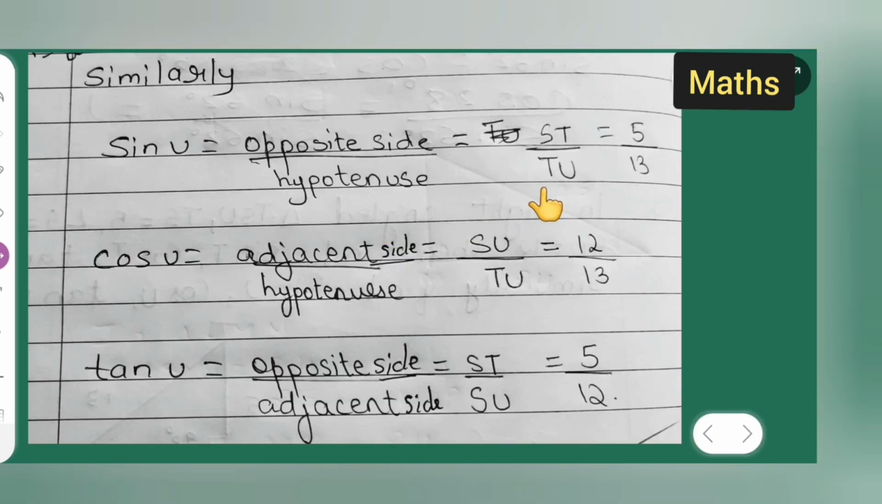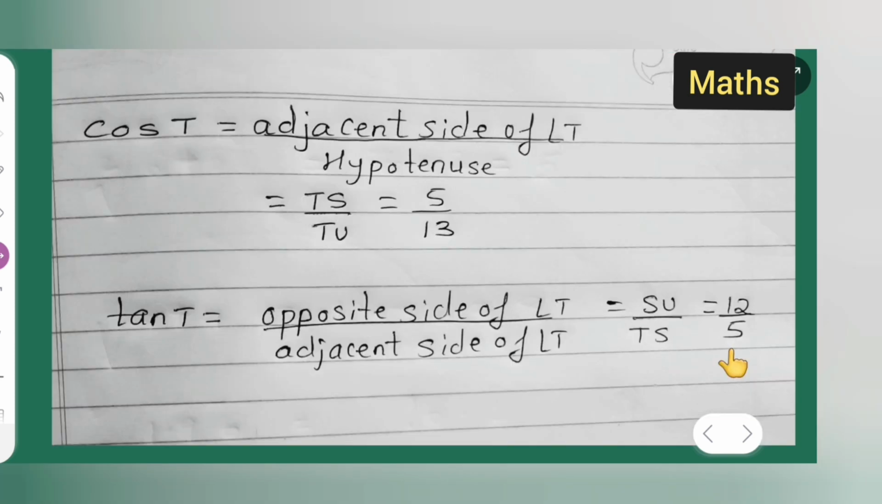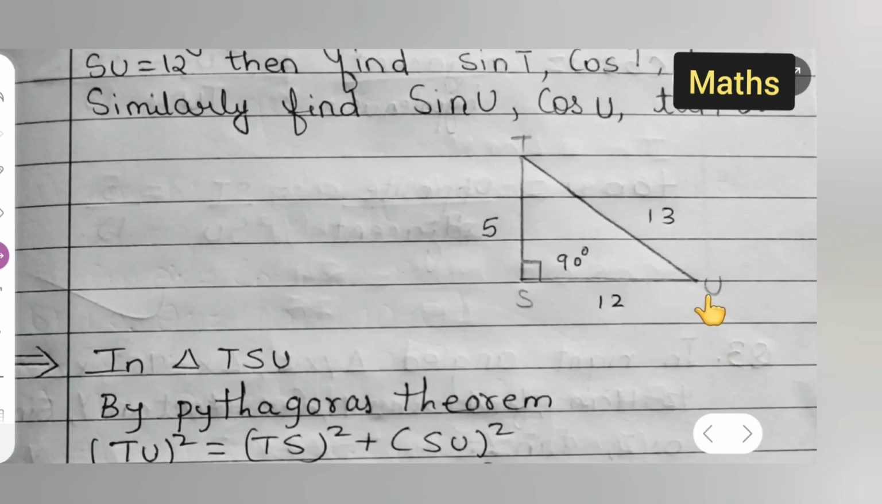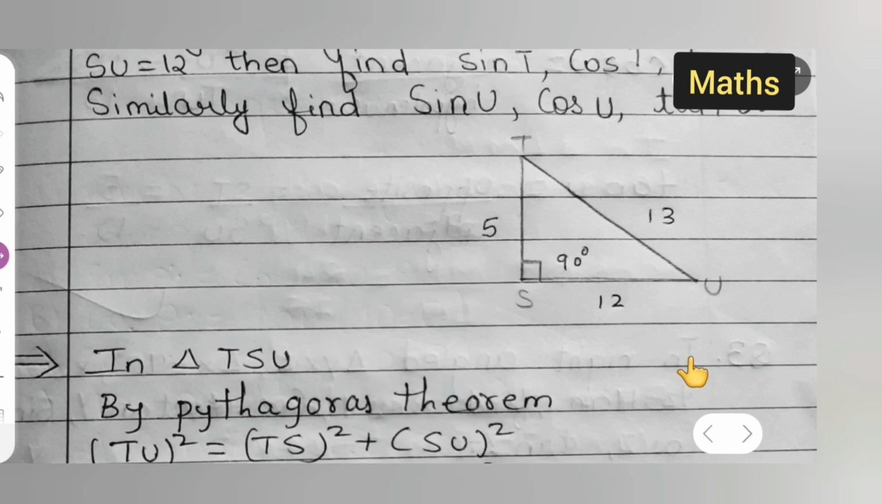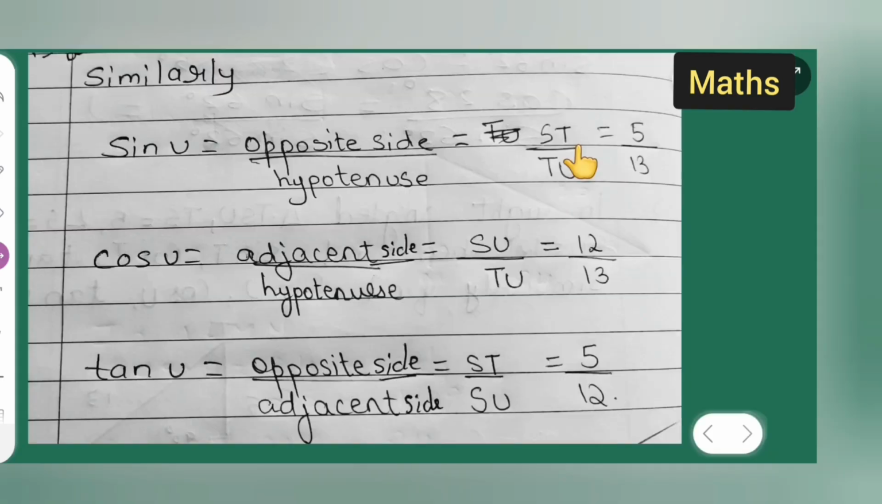So the opposite side of angle u was TS. Sorry, TS upon TU. So ST upon TU, which is equal to, now ST is how much? ST is 5 and TU is 13. So 5 upon 13. Plug that value in, 5 upon 13.